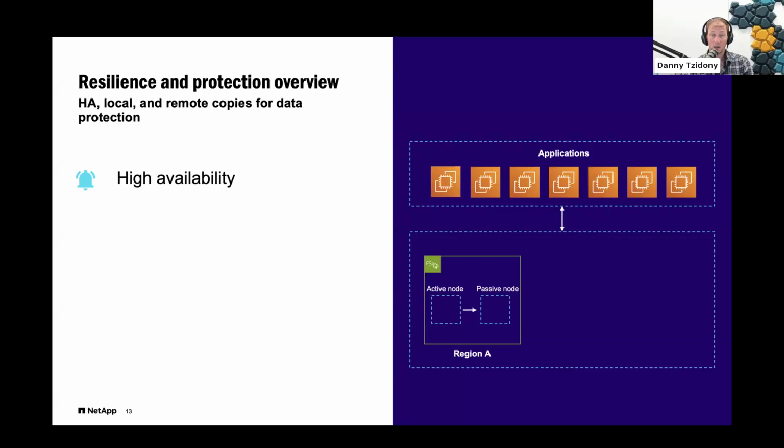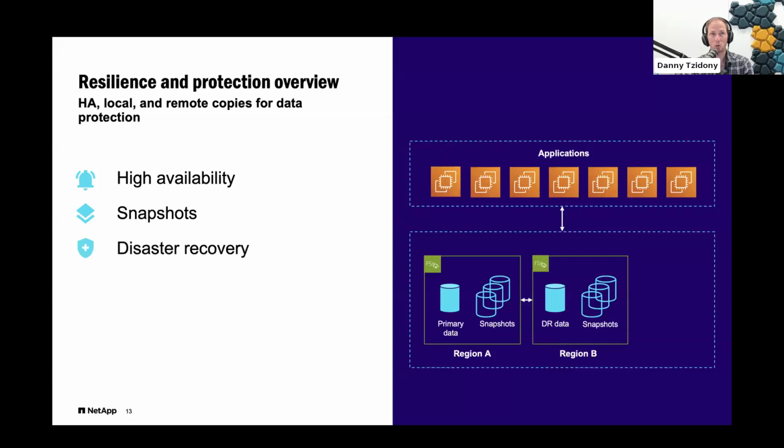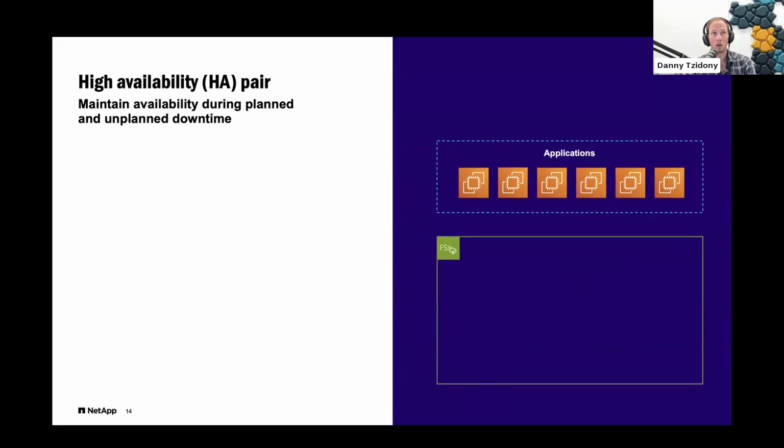How does it work with FSx for ONTAP? So you have two nodes. One is passive, one is active, one is writing to the other. We'll talk about that. We've got snapshots, which are local backups. We've got disaster recovery with cross-region replication, not only on the multi-AZ, but also between file systems in different regions. And last but not least, we've got remote backups that are sitting in a repository in your cloud account.